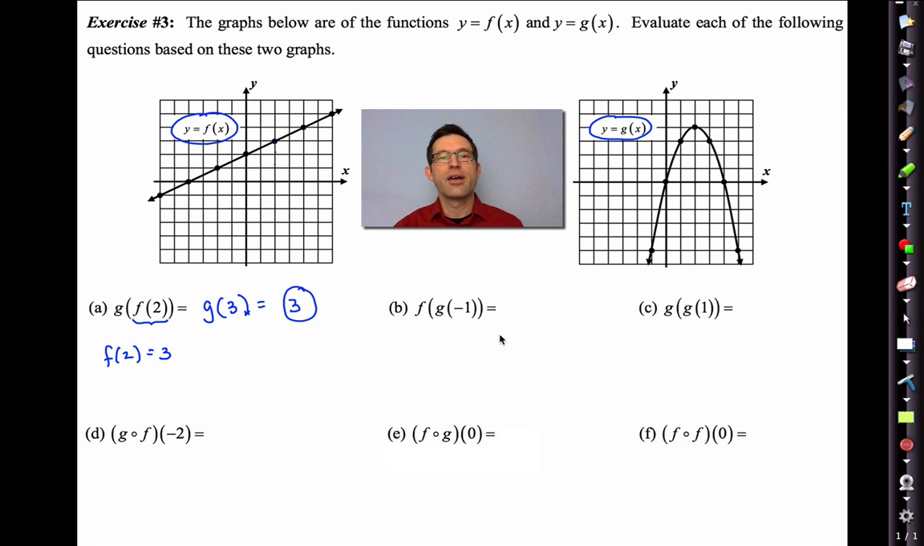Let's try f of g of negative 1 and then have you work on the rest of them on your own. So first thing I have to do is figure out g of negative 1. Well, I come in here, here's negative 1, 1, 2, 3, 4, 5. G of negative 1 is negative 5. I now need to figure out f of negative 5, so 1, 2, 3, 4, 5. And it looks like that's going to be negative 1/2. All right, why don't you work on the rest of them on your own?